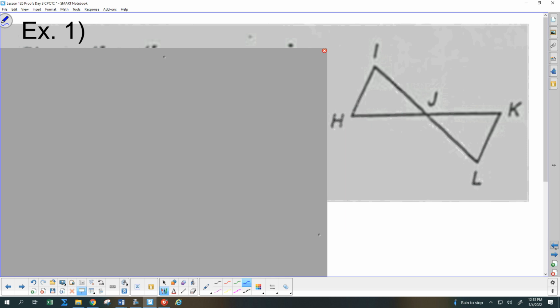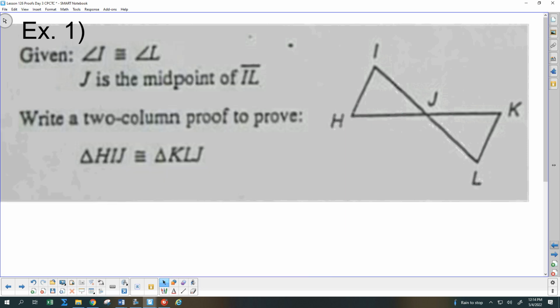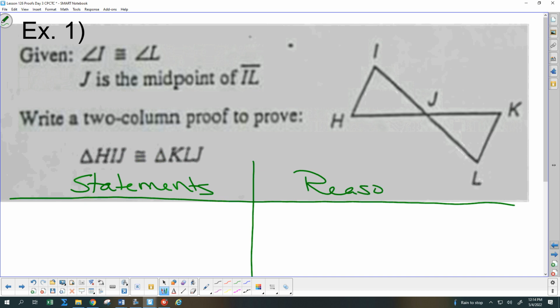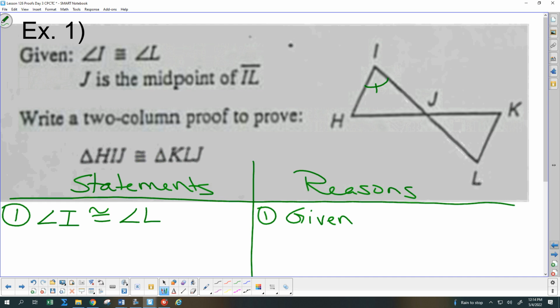So let's get this picture copied down on your paper. And draw your statement and reason columns. And remember to write those headings up at the top. Statements, reasons, and we will start writing down the things that we're given. So we are told that angle I is congruent to angle L. That's one of our givens. And we mark that on our picture.